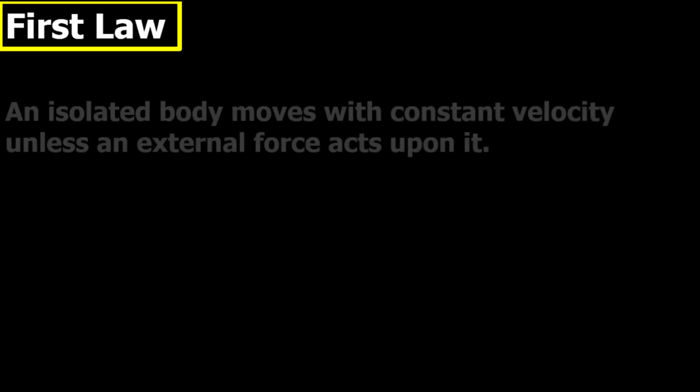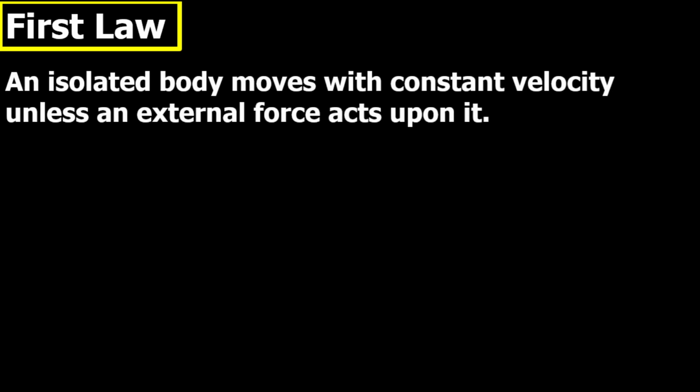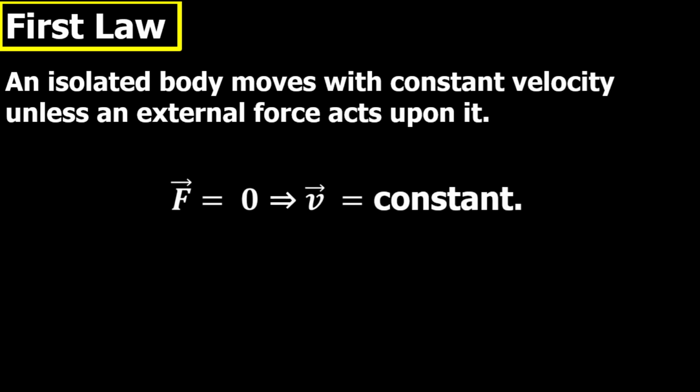The first of Newton's laws of motion states that an isolated body moves with constant velocity, unless an external force acts upon it. Once an external force acts upon it, it's not isolated anymore. By definition, if it's isolated, it will always move at constant velocity. Mathematically, if there's no force, then the velocity of the body will always be constant.